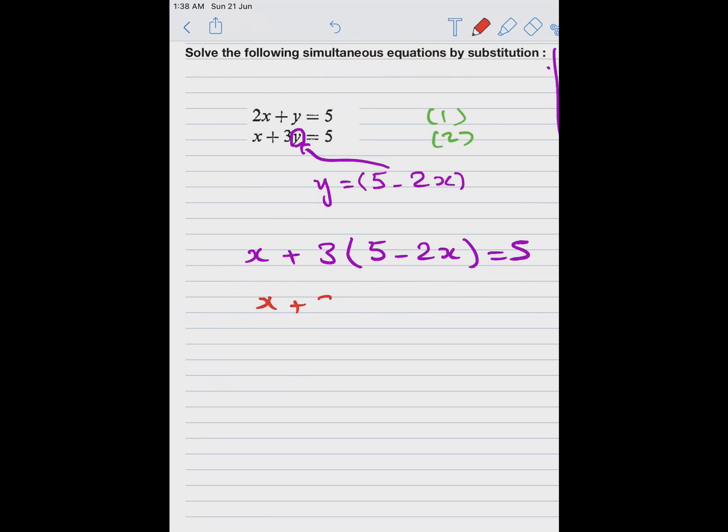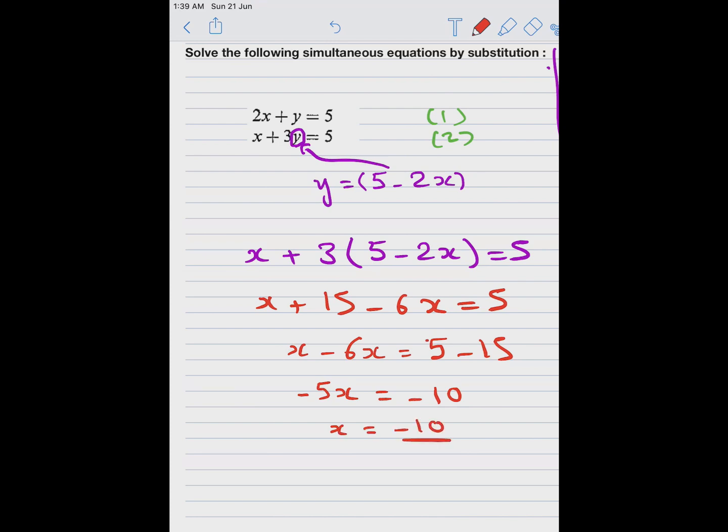So now x plus 3 multiplied by 5, which is 15, minus, now 3 times 2x is 6x, equal to 5. And then I keep the x's on one side and the numbers on the other side. So x minus 6x, and I will bring the positive 15 to the other side, so it will be 5 minus 15. Then x minus 6x will be negative 5x. So negative 5x is equal to 5 minus 15, which is negative 10. So x is equal to negative 10 over negative 5. So x is equal to 2.